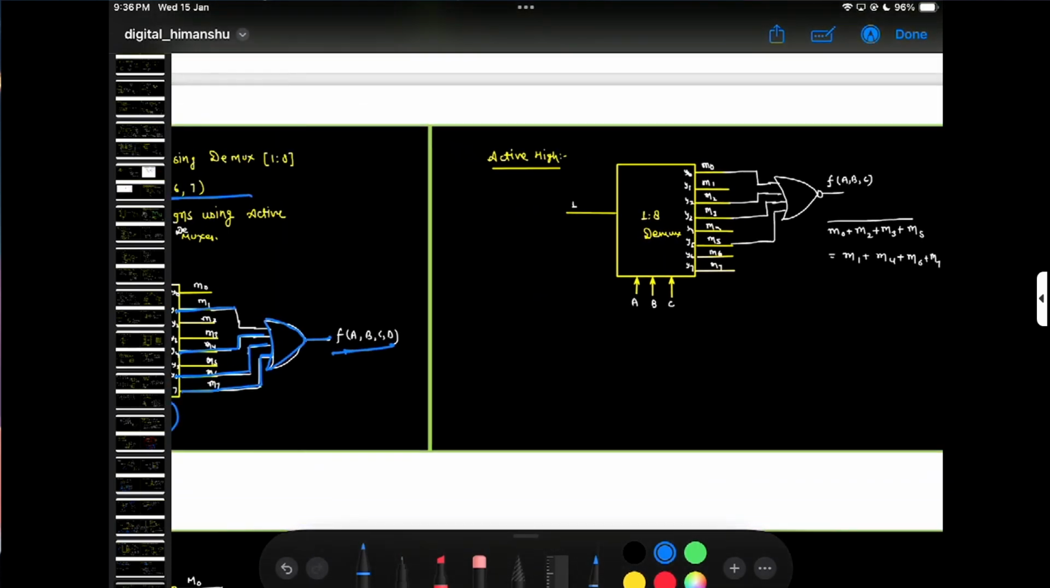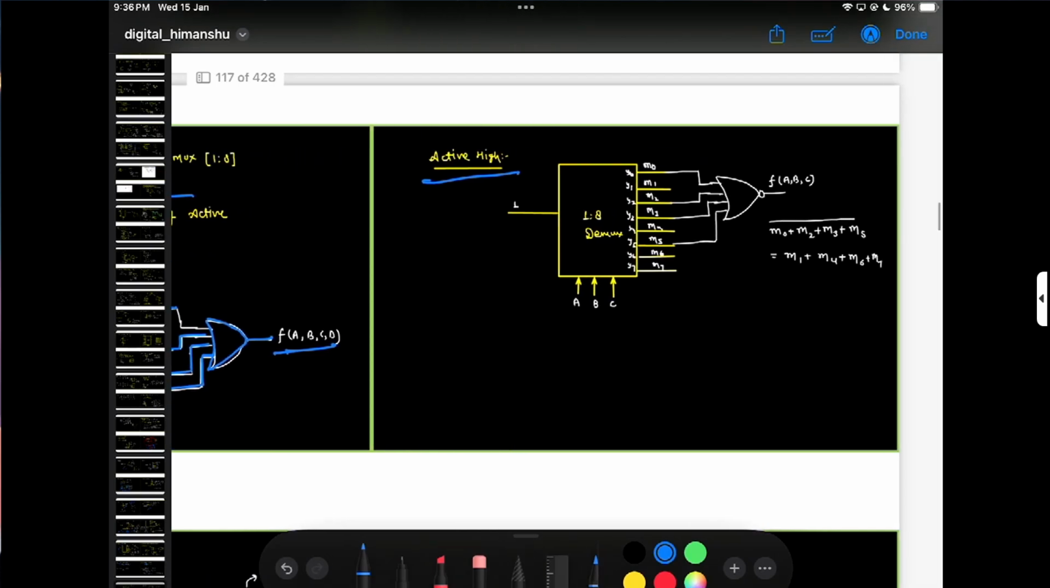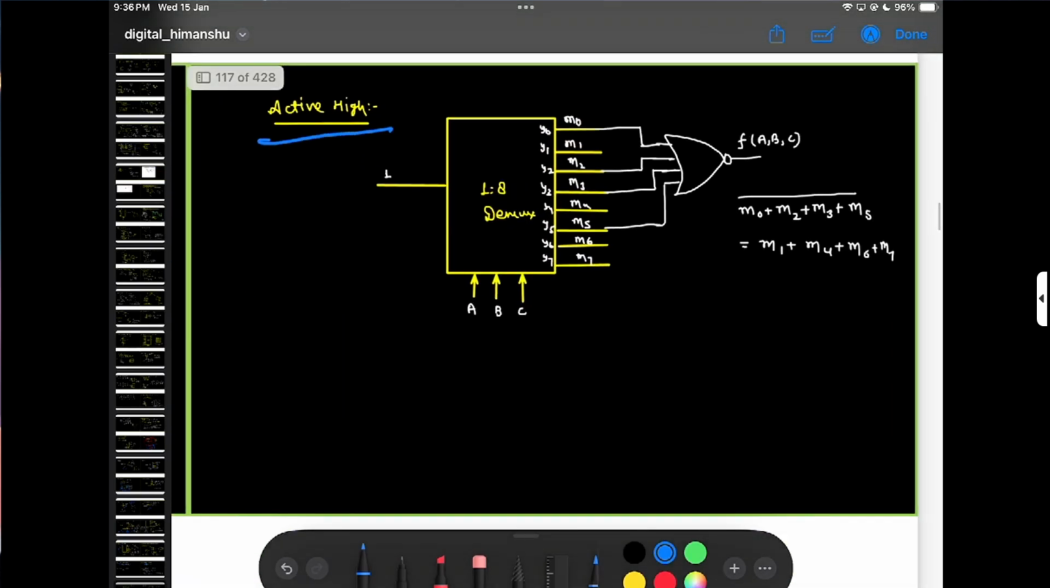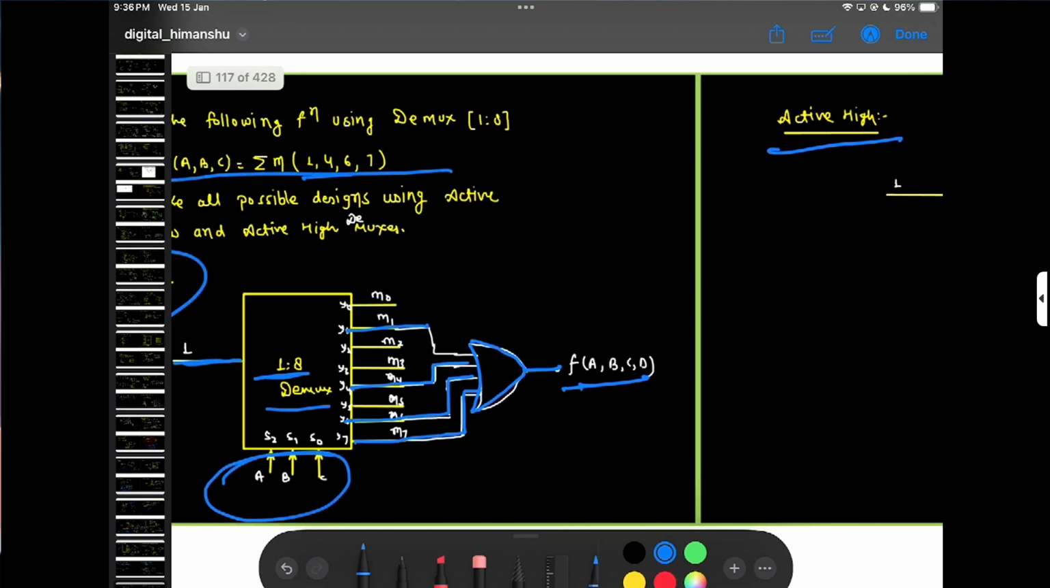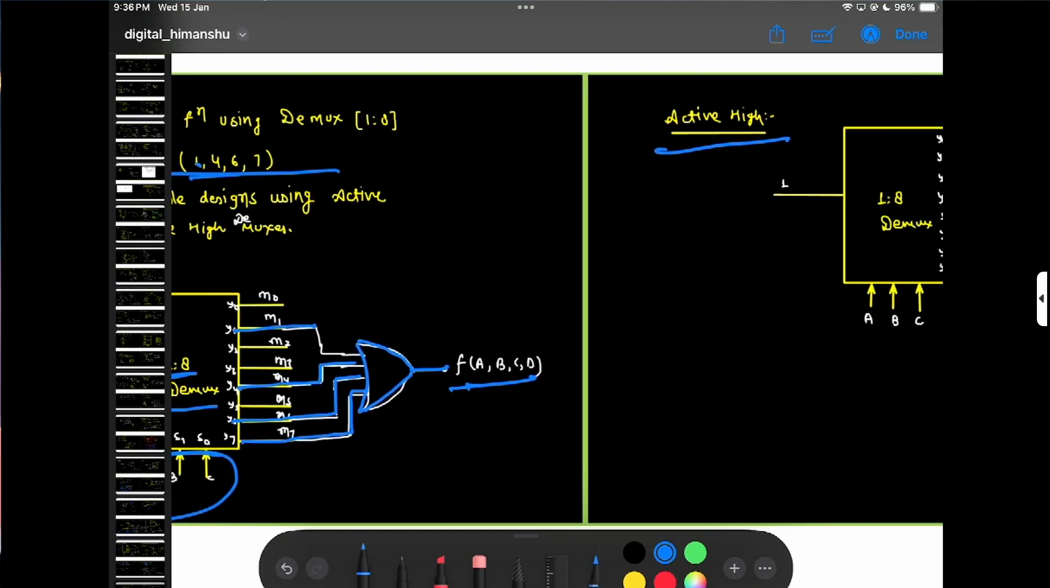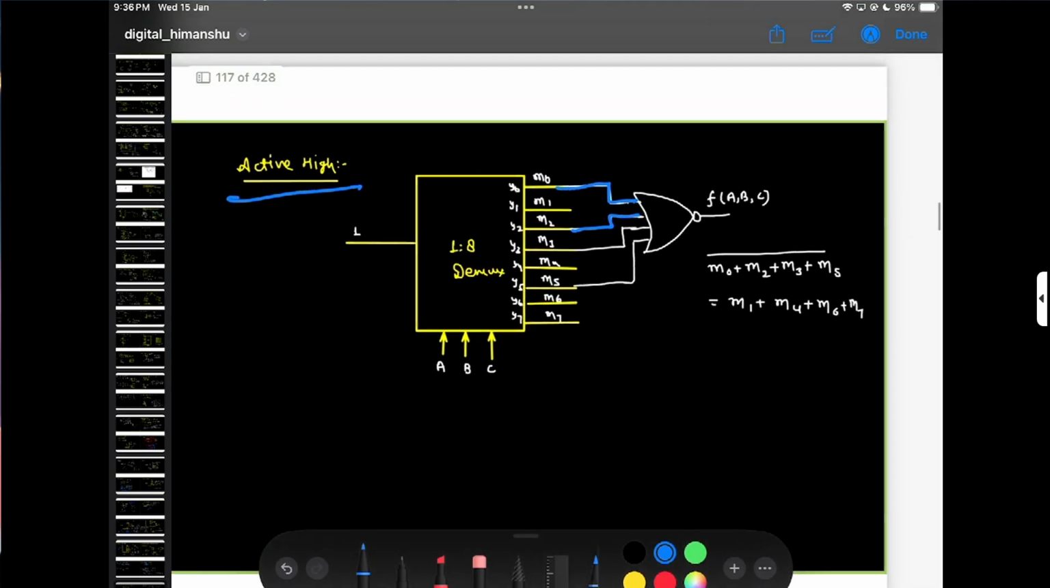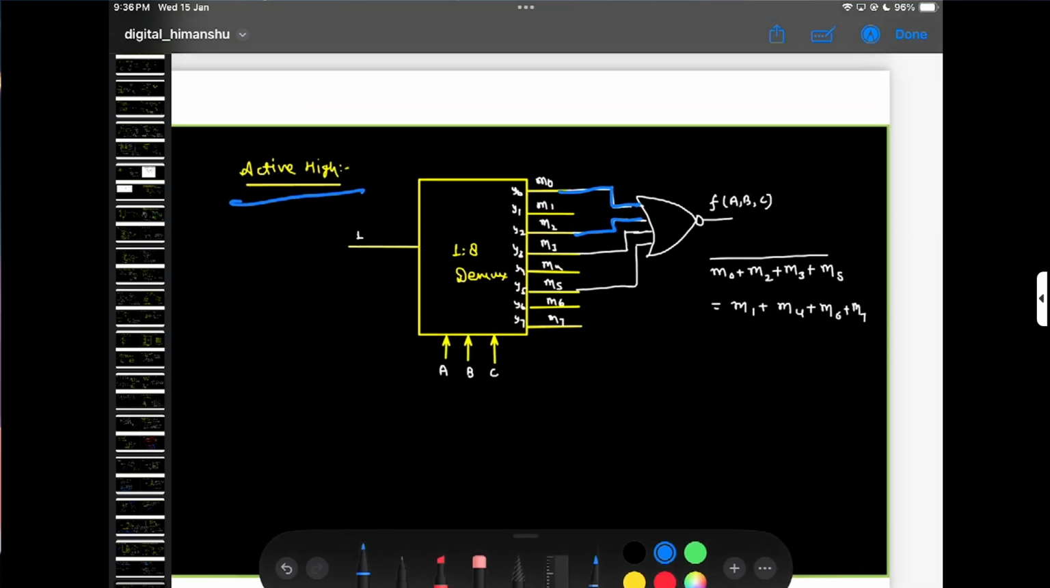Another way we can do that is by using a NOR gate. Whatever minterms the question requires, 1, 4, 6, 7, we just take the other outputs, m0, m2, m3, m5, and NOR them, and we get the same output as the previous one.